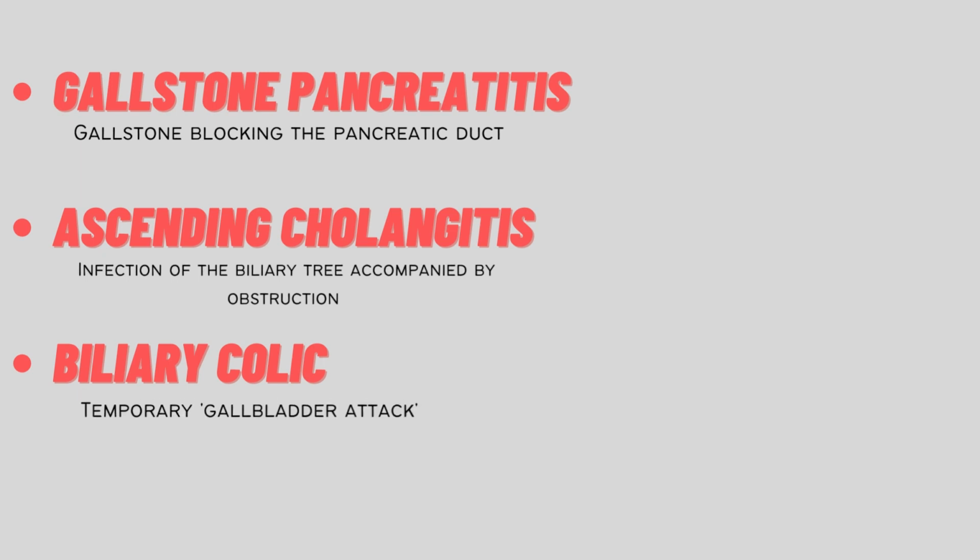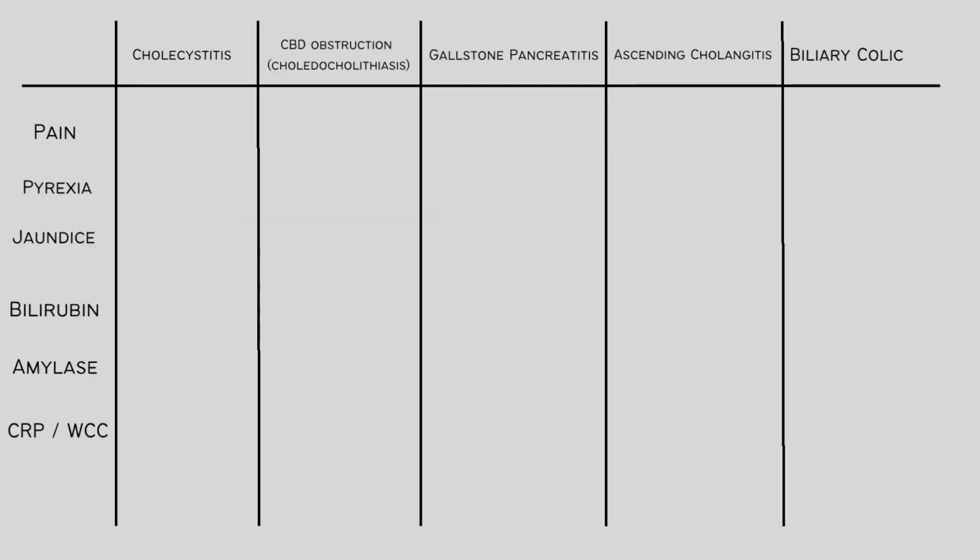Finally, biliary colic, also known as a gallbladder attack, usually occurs after eating, when the gallbladder contracts and causes a gallstone to temporarily block the neck of the gallbladder or the cystic bile duct. This is temporary but can eventually progress to cholecystitis. Let's try to differentiate between these different pathologies using their presentations.